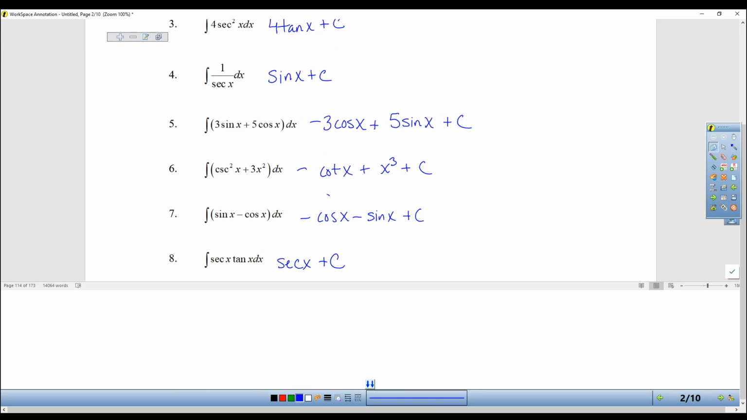On 7, I've already written these answers out, I'll just use this page, but the derivative of cosine would be negative sine, so this must be negative cosine. And the derivative of sine is cosine, so since it's negative, I must have started with a negative sine. This last one's a little hard for people, but it should be on your list. The derivative of secant is secant tan, so you just have to kind of know this one.